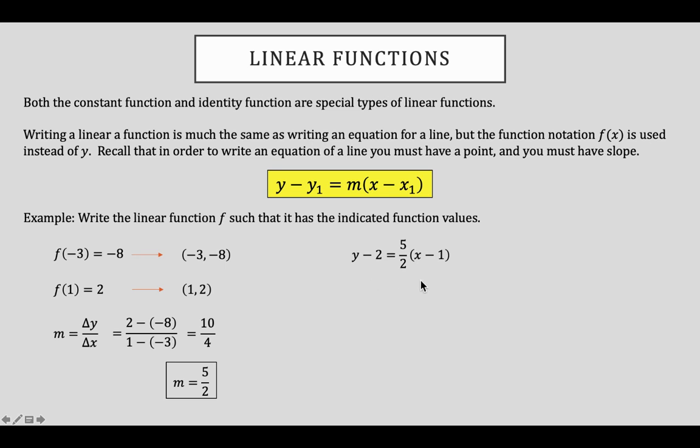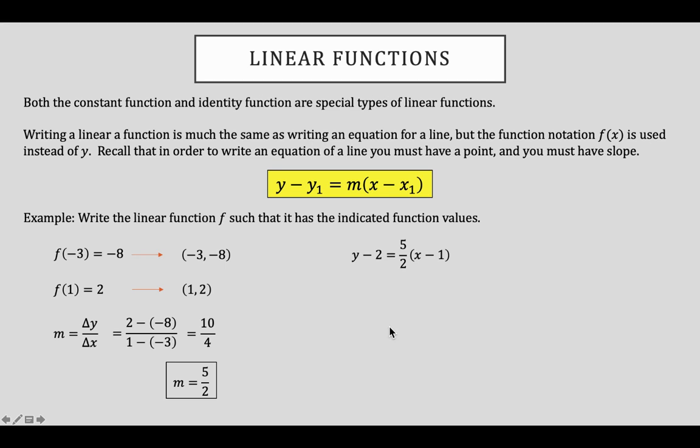x minus 1. One thing to make note of: if the directions said write an equation of a line, I would accept this as a final answer. However, let's read the directions one more time. It says write the linear function f. That means that we want to solve for y and simplify everything else. And then we need to replace y with function notation f of x. So let's make sure we solve for y here.